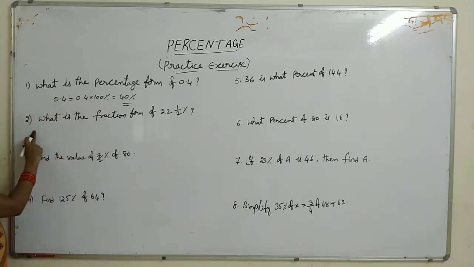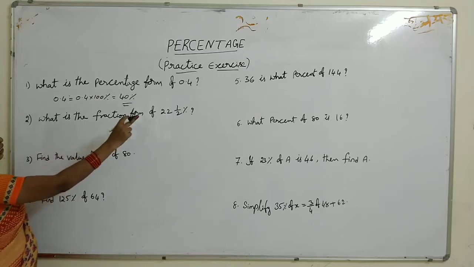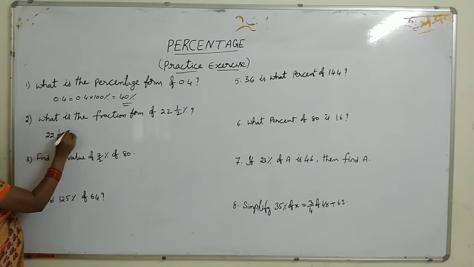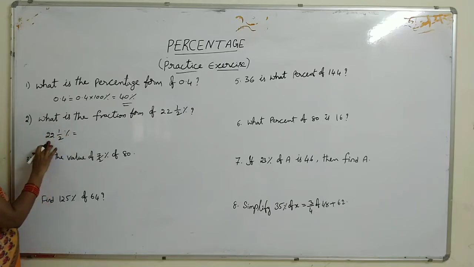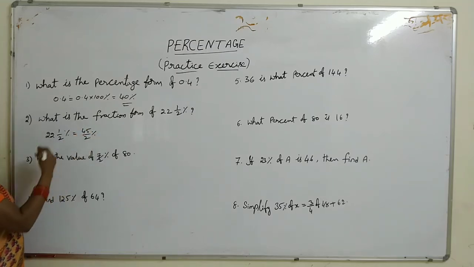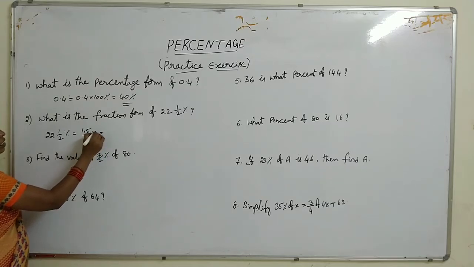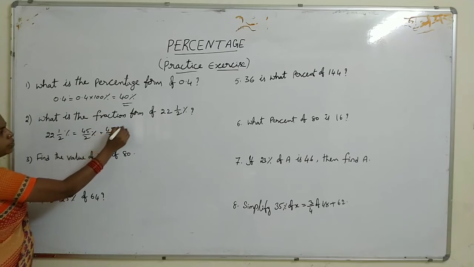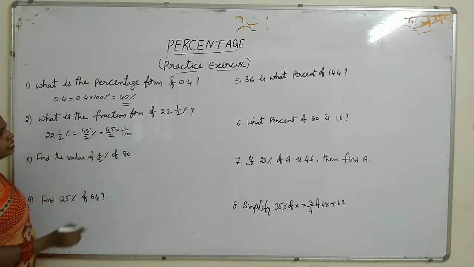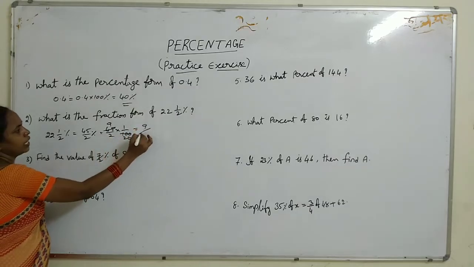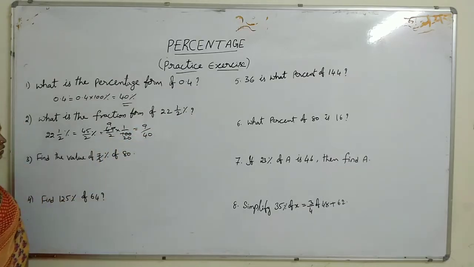Next, question number 2. What is the fraction form of 22 1 by 2%? Here a percentage is given, we have to convert it into a fraction. 22 twos is 44 plus 1, that is 45 by 2. First we have to convert the mixed fraction into an improper fraction. Then, removing the percentage to convert into a fraction, we should divide by 100. That is 5 nines, 5 twenties. That equals 9 by 40.